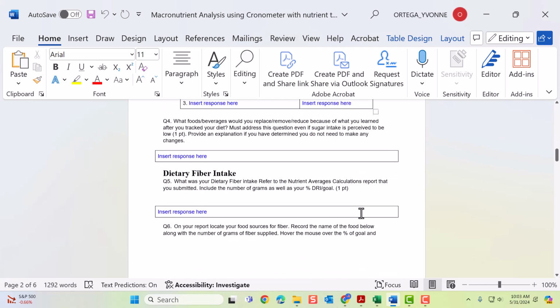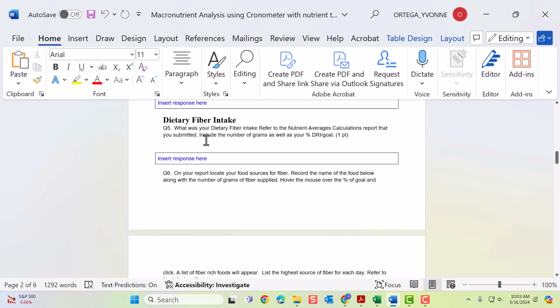Okay, the next one is sort of asking the same thing, but I have to explain this in the food diaries. When I say how many grams of fiber, for example, did you have, and what was your percent of DRI or goal, I'll show you what that means. You should all know what DRIs are. We learned that in chapter 1. So every nutrient has an amount that has been determined through a lot of research each person needs. So that's your DRI or your daily goal.